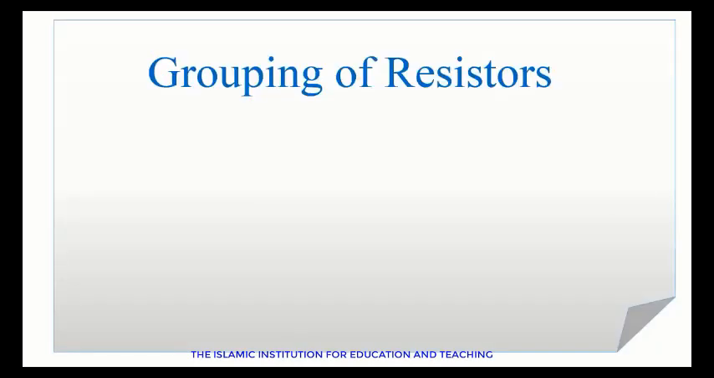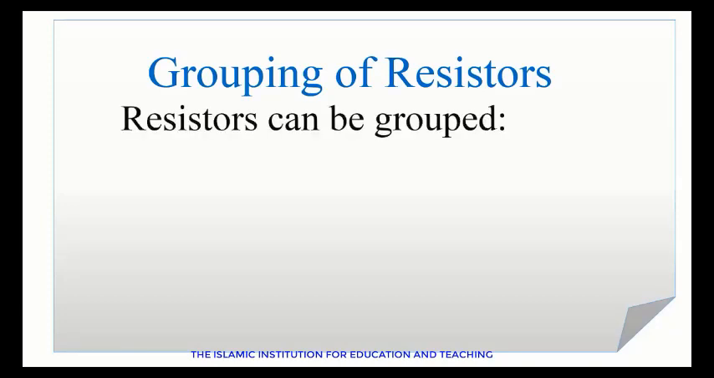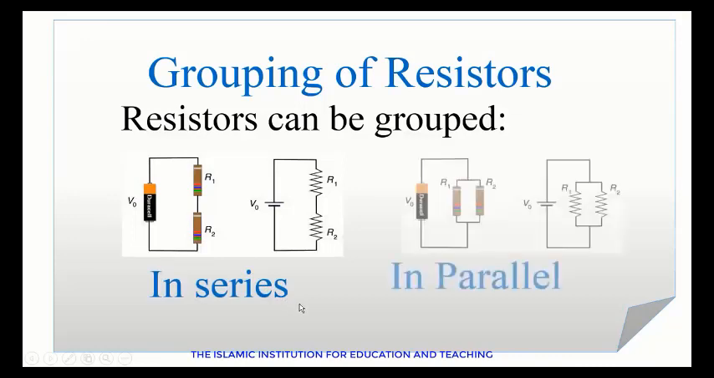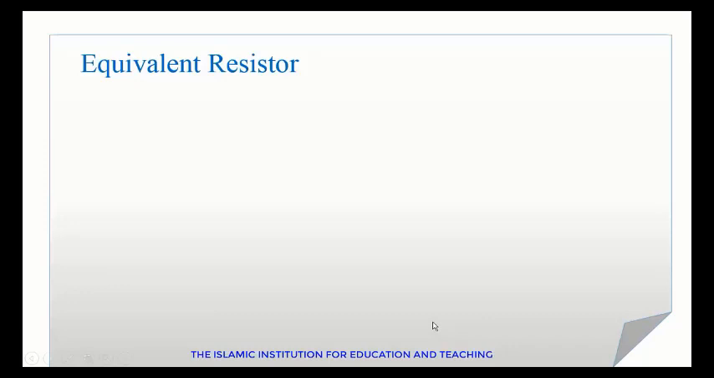Well, resistors are electrical components that can be grouped together. They can be grouped in series, as this figure shows: R1 and R2 are two resistors connected in series across a dry cell. And they can be grouped in parallel, as this figure shows. Each grouping of resistors is equivalent to a resistor called equivalent resistor. What is an equivalent resistor?